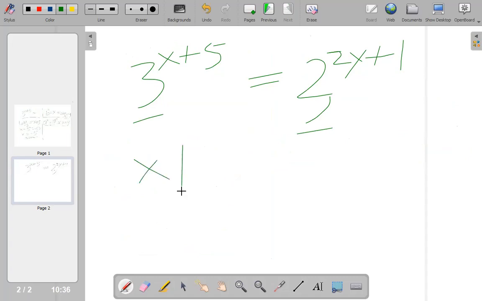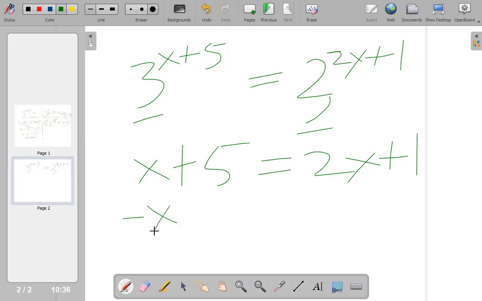That tells me x plus 5 should be equal to 2x plus 1. Then this is a linear equation. You can collect like terms together and solve. If we move the x's to this side, we have negative x is equal to, moving the 5 to that side, -4. So x is equal to 4, and that is my answer. So these are the only two ways.